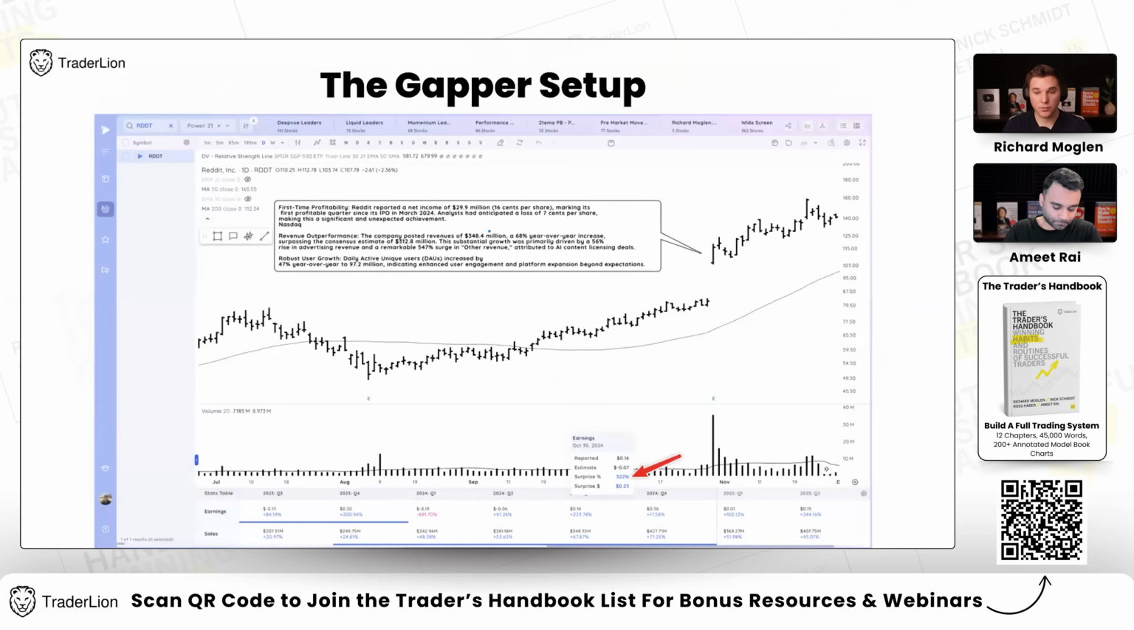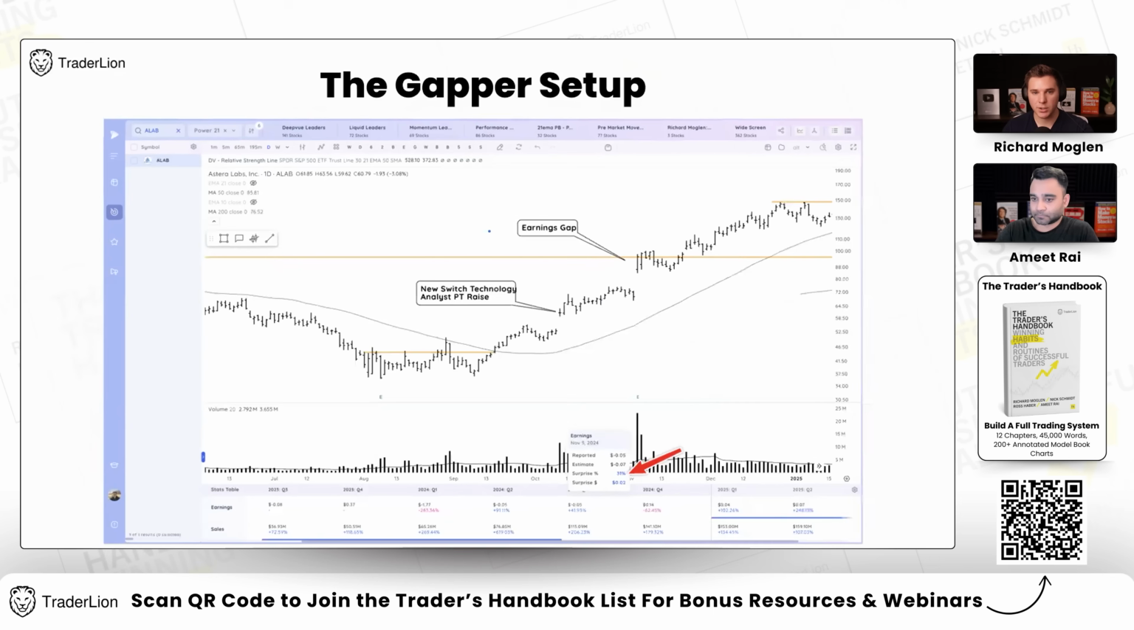Here's Reddit again. This is kind of a quick note about this gap here. Again, it had a huge surprise profit. It was profitable for the first time. EPS surprise 322%. These are the type of numbers we're looking for. And they also indicated more daily active users than was expected. So again, these are changing how institutions are valuing the company, and that's what leads to strong price changes and trends that we can profit from as traders.